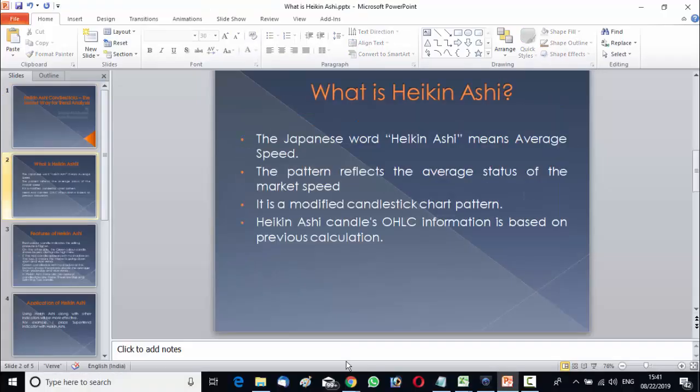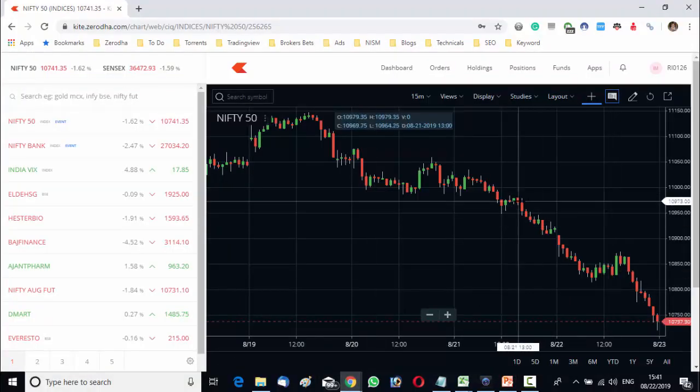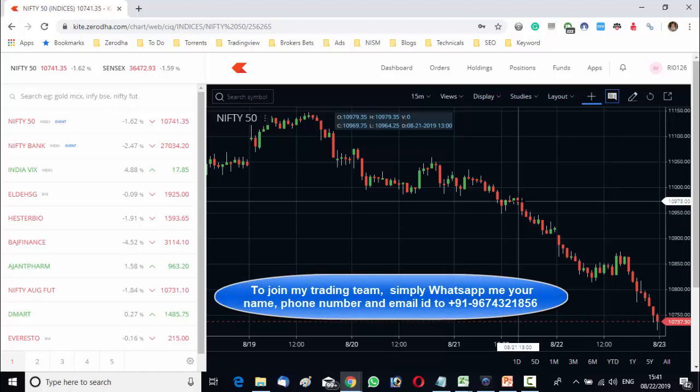So let us go to the chart. I have done this kind of video previously also. So this is a normal candlestick chart. Just now the market has closed, and today the market has fallen a lot. Today was the expiry of Nifty and Bank Nifty. So the market has fallen a lot.